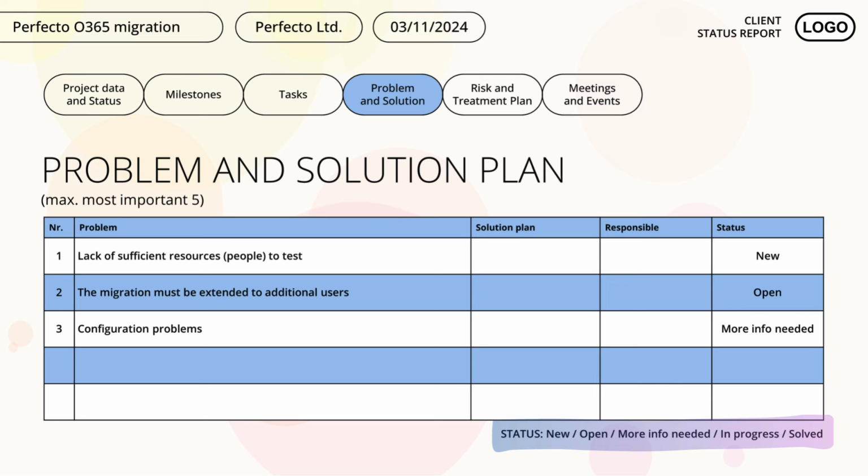More info needed. For a task with the more info needed status, there is usually no solution plan yet, and further planning and coordination is required to proceed. At the status meeting, we will indicate or agree on the next step.